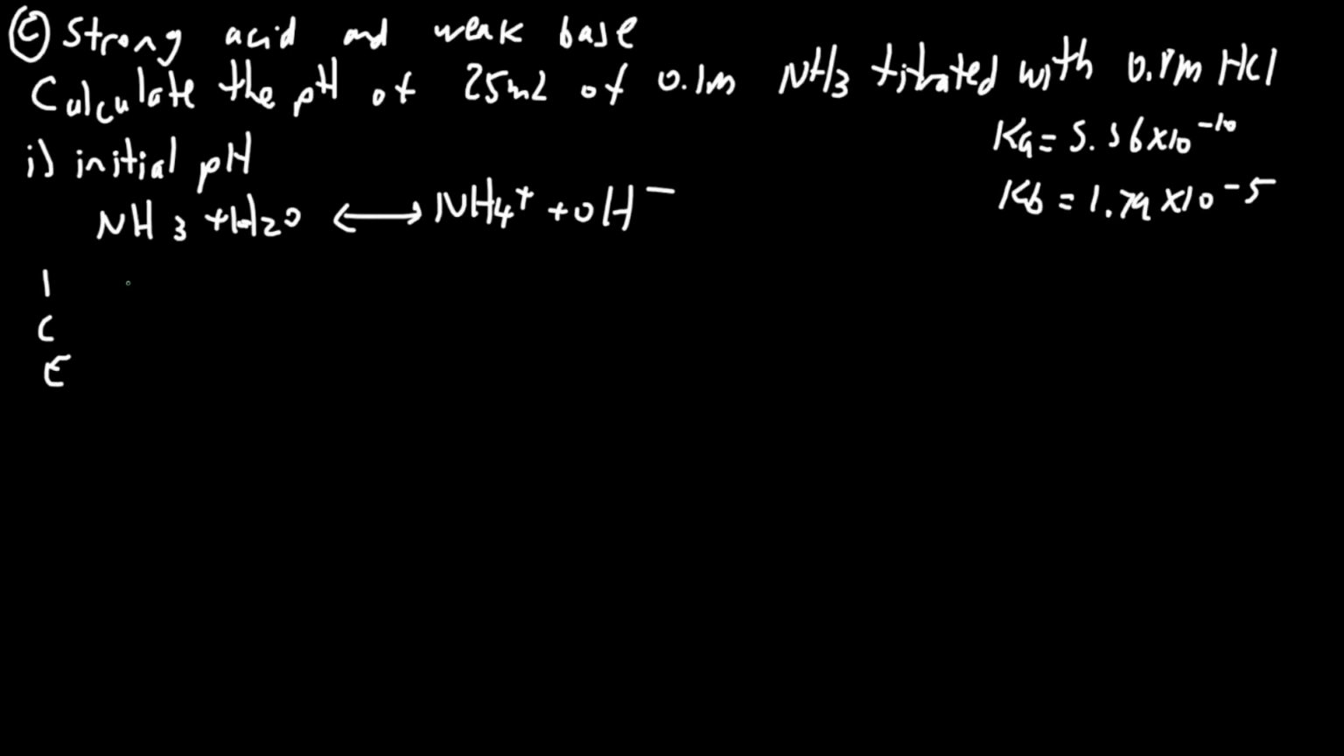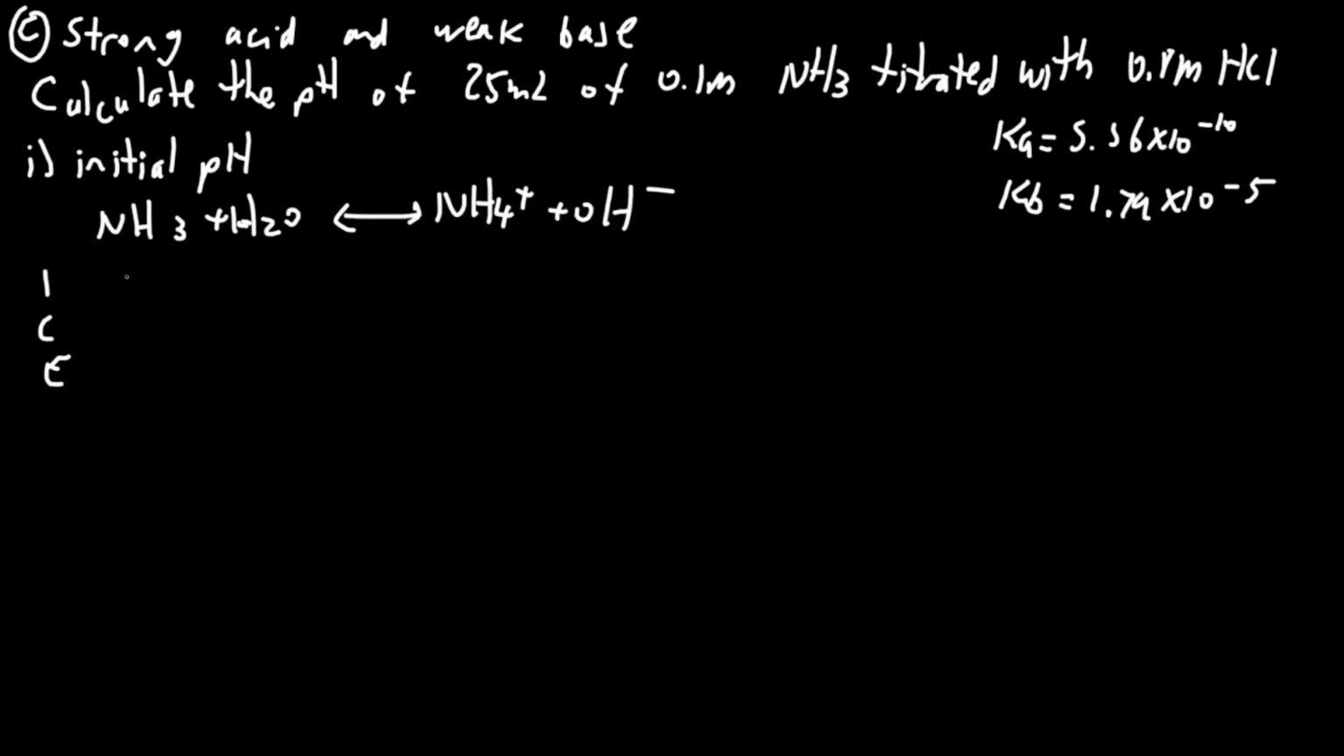So the next question we have is that we have to calculate the initial pH of a strong acid and a weak base. The question states: calculate the pH of 25 milliliters of 0.1 molar NH3, which is a weak base, titrated with 0.1 molar HCl, which is a strong acid. I've written out our equation, and I've looked up the Ka and the Kb values.